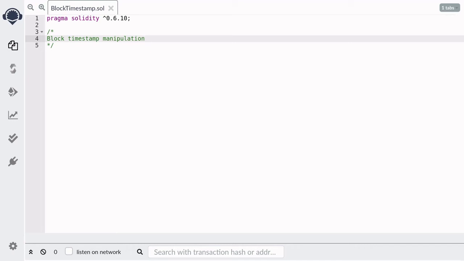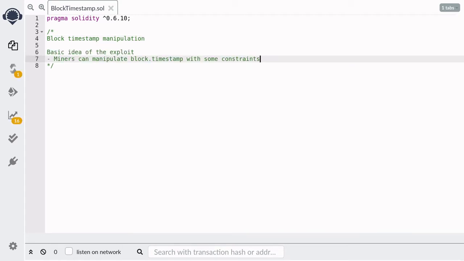In this video, I'm going to show you how block.timestamp can be a vulnerability in your smart contract. The basic idea of this exploit is that miners can manipulate block.timestamp with some constraints.